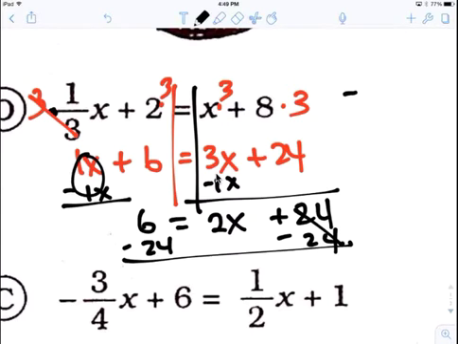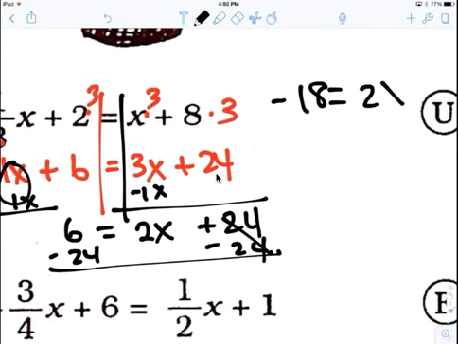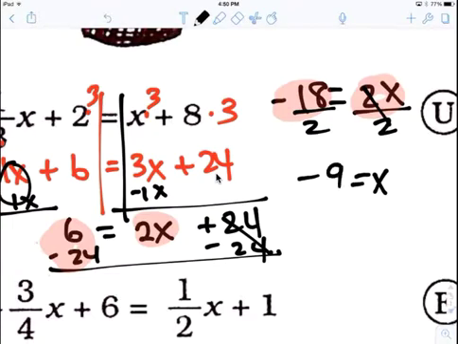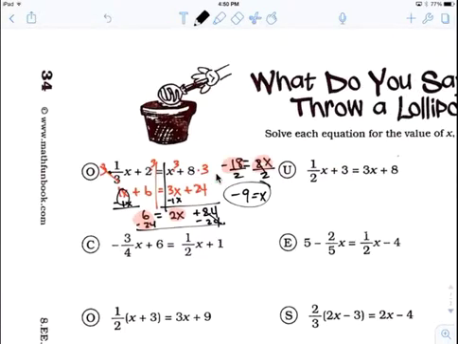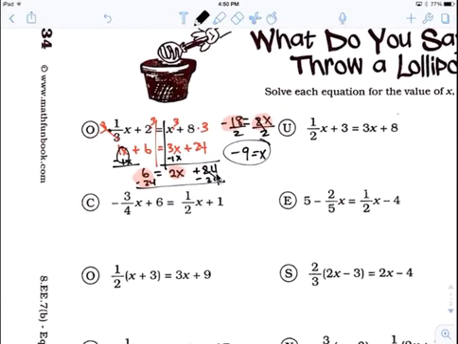You get -18 equals to 2x. And then divide by 2. This right here is -18. It's 2x there. Divide by 2, divide by 2. X equals to -9. Okay, that's how you do that.